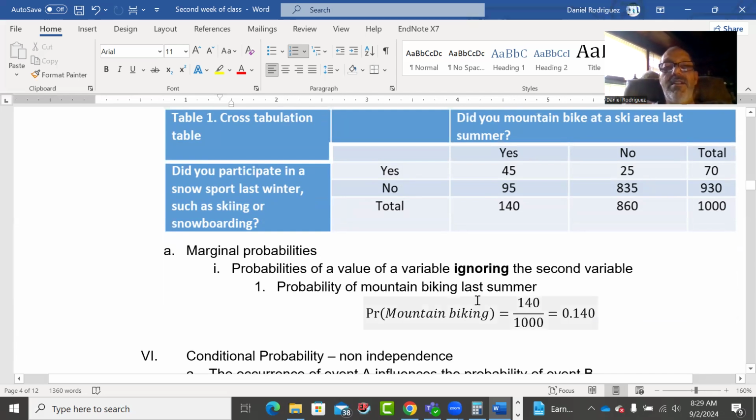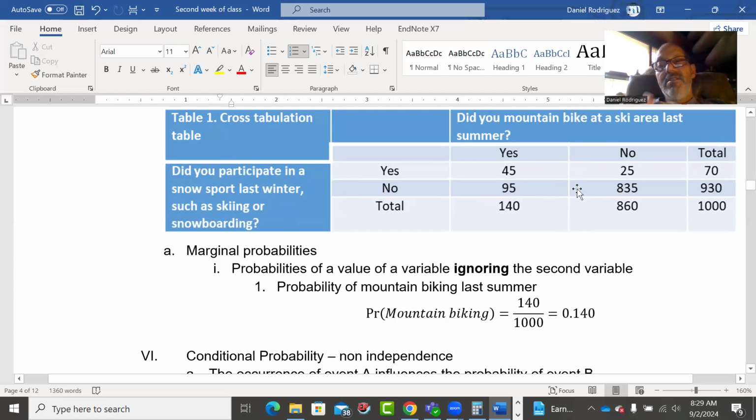We'll use all that for many different things. So this is a fictitious table that shows some survey on winter sport participants. Did you participate in a snow sport last winter? Yes or no? Could be skiing or snowboarding. Did you mountain bike at a ski area last summer?